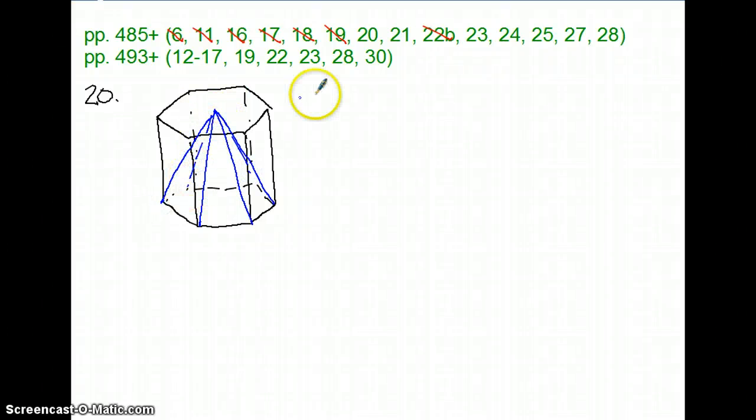Well, if they have the same base and the same height, I mean the prism, let's go this color, the volume of the prism is base times height.